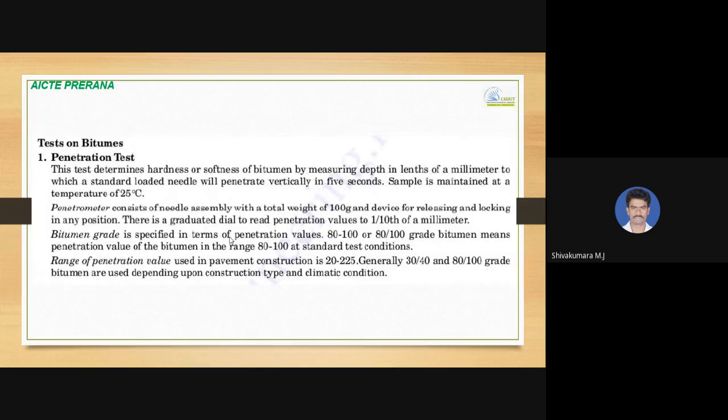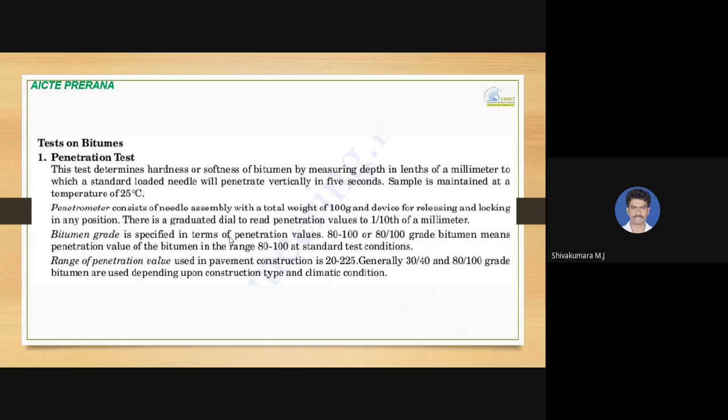And now some of the laboratory experiments to check the quality of bitumen. The first one is the penetration test. This test is conducted to check the hardness of bitumen and for grading the bitumen. So this test determines the hardness or softness of bitumen by measuring the depth, in tenths of a millimeter, to which a standard loaded needle will penetrate vertically in 5 seconds. It consists of one vertical needle which is allowed to penetrate into the standard specimen.